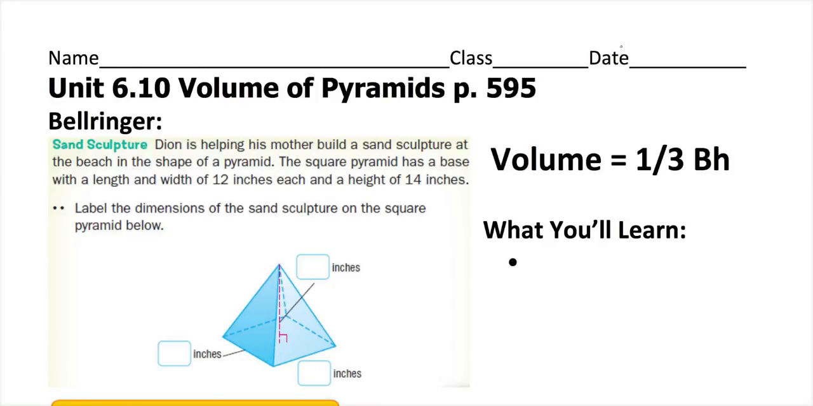So today we're going to take a look at 6.10. This is volume of pyramids and this is page 595 in the textbook. Okay, so let's go ahead and work on the bell ringer. So go ahead and pause on that and let's do those first.